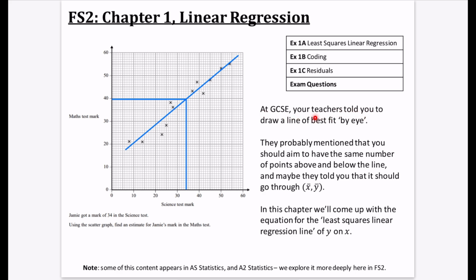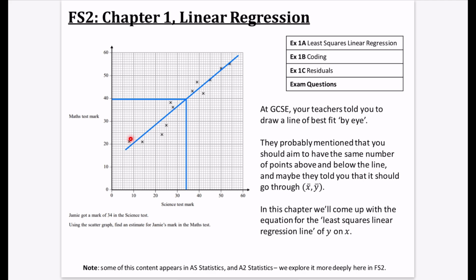Now at GCSE, your teachers probably told you to draw a line of best fit by eye. They probably mentioned that you should aim to have roughly the same number of points above and below the line, and maybe they might have said that it should go through x bar, y bar. If you haven't seen x bar, y bar before, x bar means the average of x, and y bar means the average of y. So they might have mentioned those things. It was just a different way of thinking about this.